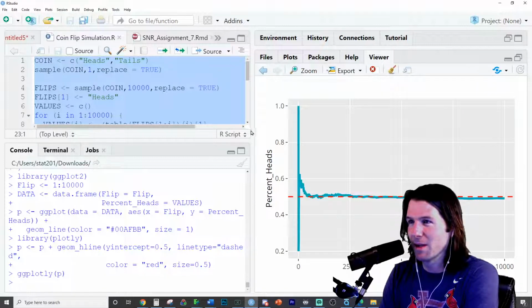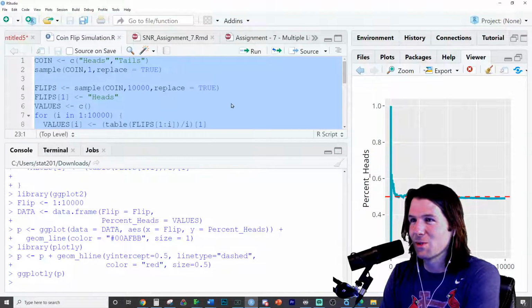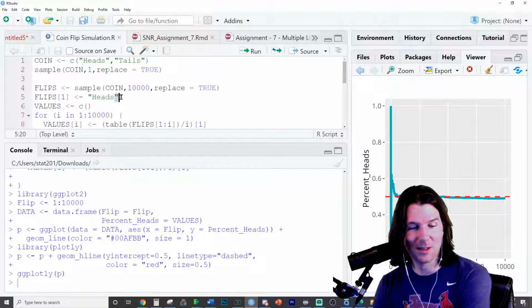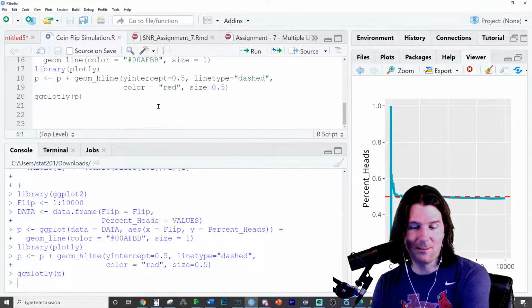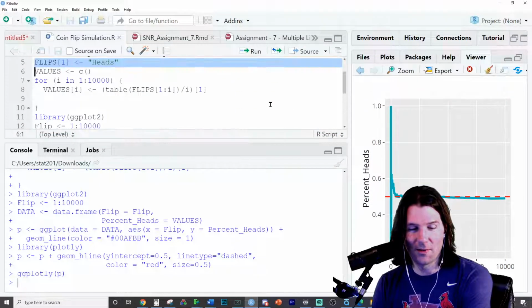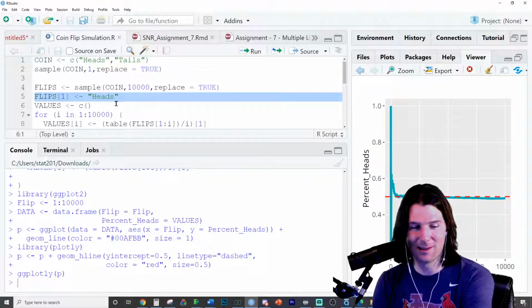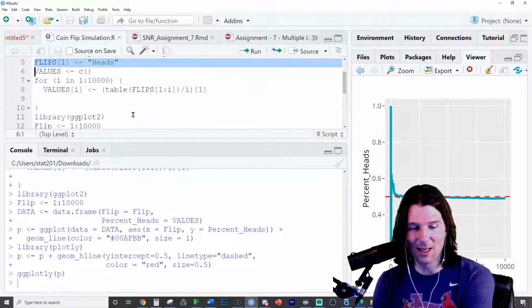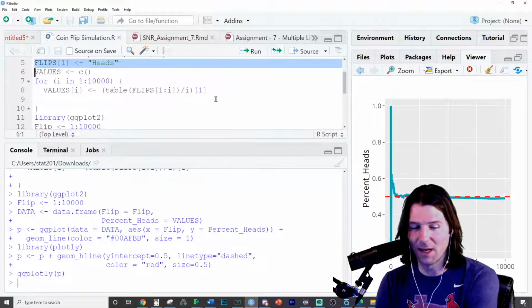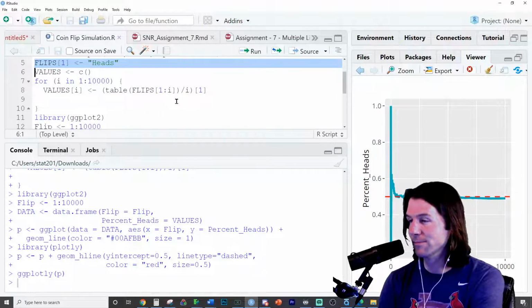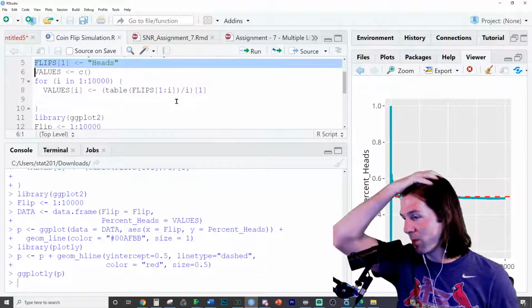I'd tell him the story about making this, because I had an issue. So I cheated with this. I was like, whatever, it's a simulation. It'll eventually level off. I had an issue with it registering the percent of heads, because I was taking the percent of heads from the table, and I was like, okay, I'm gonna make it work.